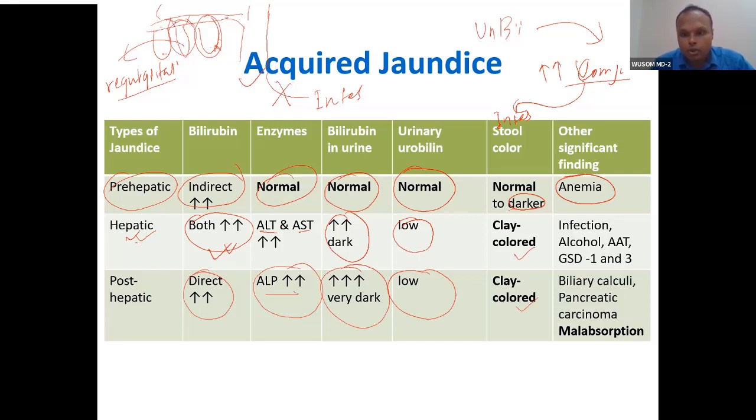This hepatic is associated with infection. This is called viral infection. Hepatitis viruses A, B, C. It can be D also, and E. A and E, you will study if you don't know, are transmitted through the fecal-oral route. So these are transmitted through water and food.